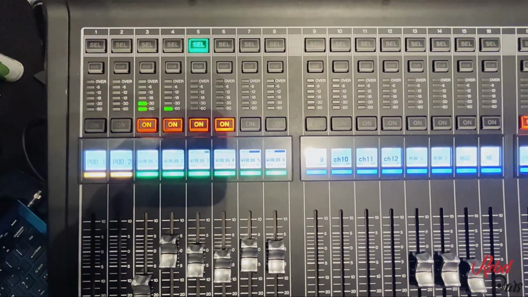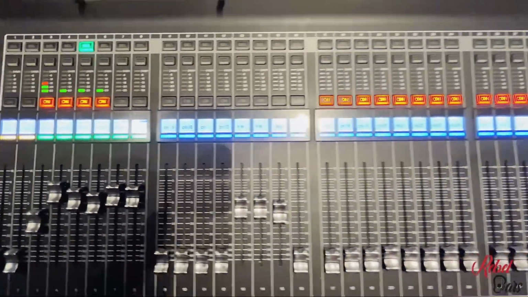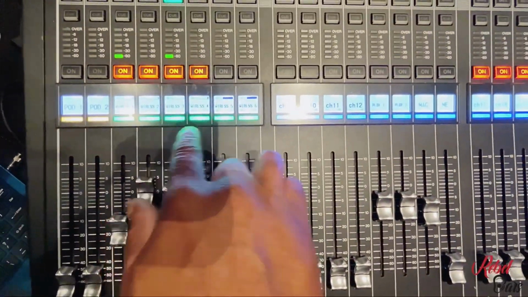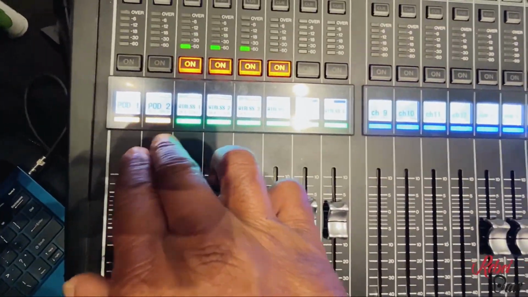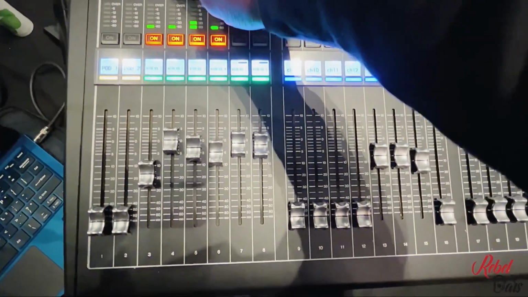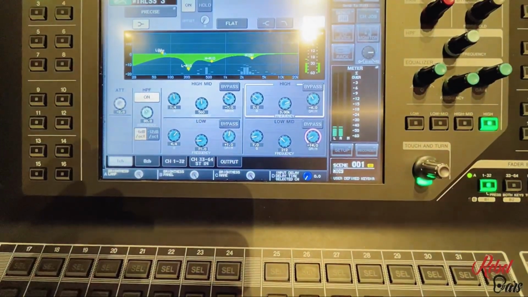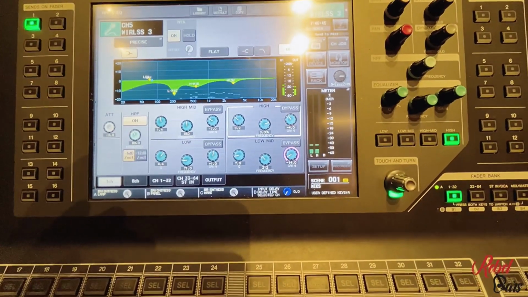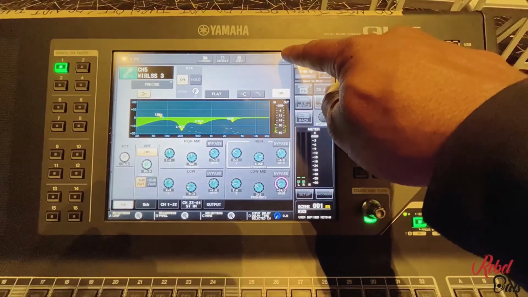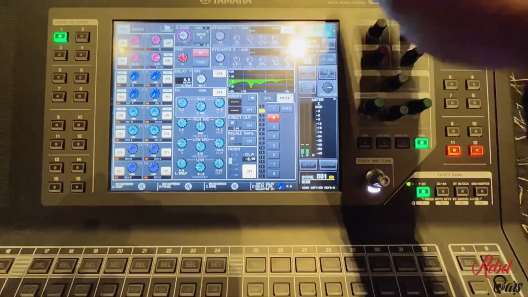And at the moment, I have 4 wireless mics on. I have 6 total. 4 is on. I have 4 people on the stage talking at the same time, as you can see in what I'm showing you here. So I can literally select each channel. As you can see, I'm on my wireless 3. The person that's talking right now, you can see their voice reacting to the EQ.